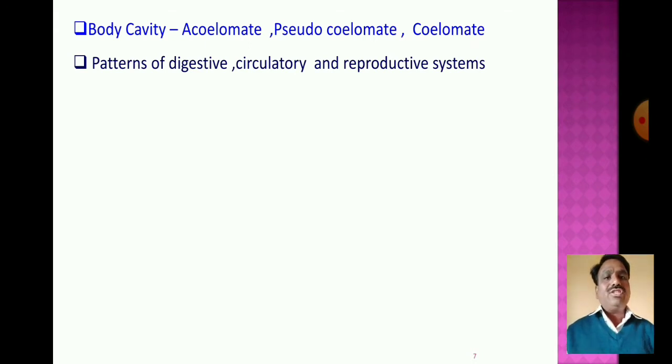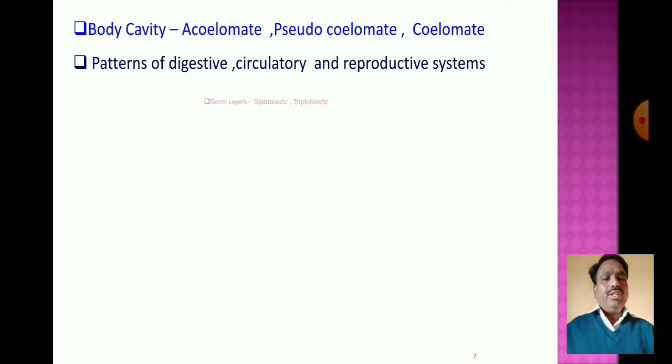Now, the patterns of the digestive system, circulatory system, and reproductive system. Which type of digestive system is present? Which type of circulatory system is present? Which pattern of the reproductive system is present? The patterns present in those animals will be considered in the classification of animals.